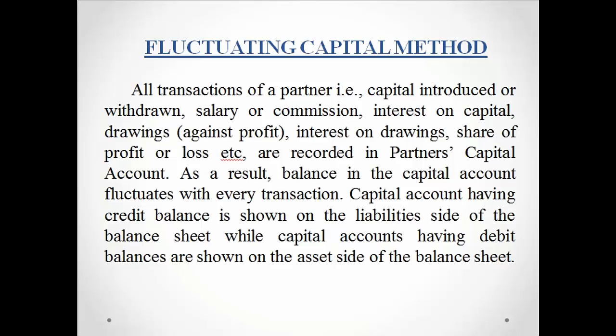Say for example, when the amount of interest on capital is provided by the firm to the partner, definitely their capital balances are going to increase. One more example, when the firm is charging interest on drawings from the partners, their capital balances are going to decrease. So, due to each transaction made by the partner with the firm, their capital balances are going to fluctuate, and this method of maintaining partners capital account is called fluctuating capital method.